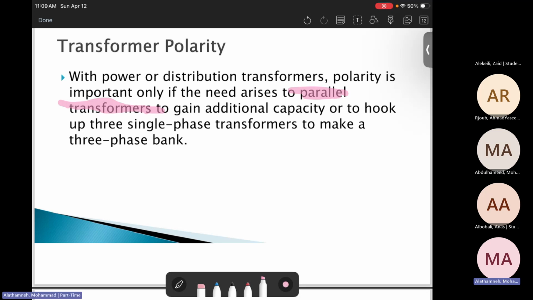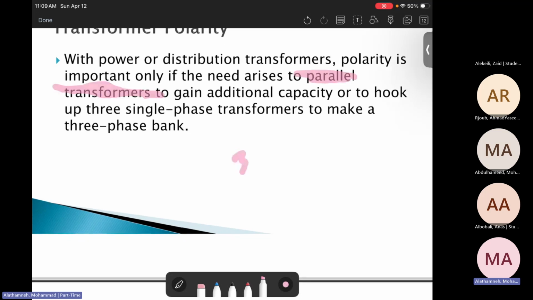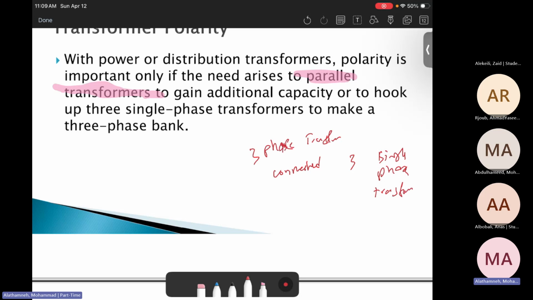the three-phase polarity is fine. Now we can create the three-phase transformer. A three-phase transformer can be created by connecting three single-phase transformers, or we can use an original three-phase transformer. So we have these two options. You can connect three single-phase transformers to make a three-phase transformer, or you can use a three-phase transformer.